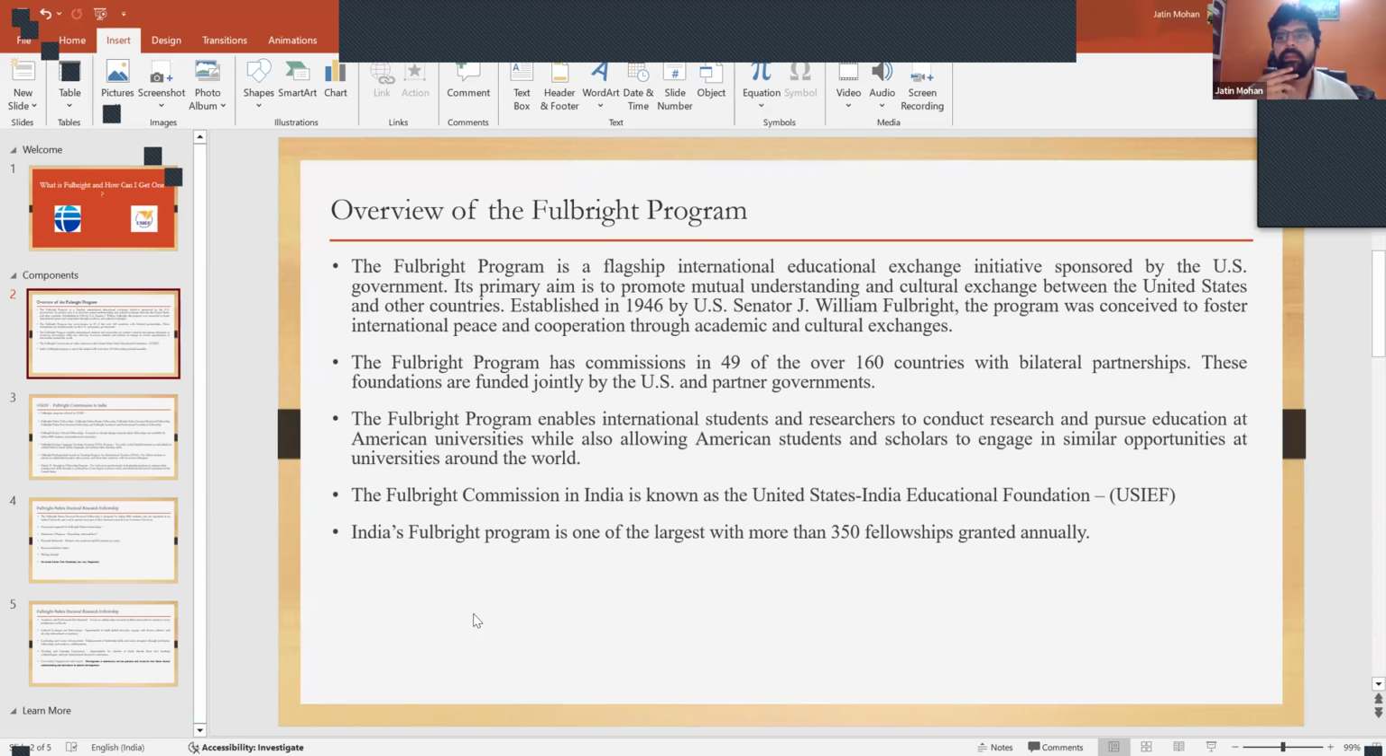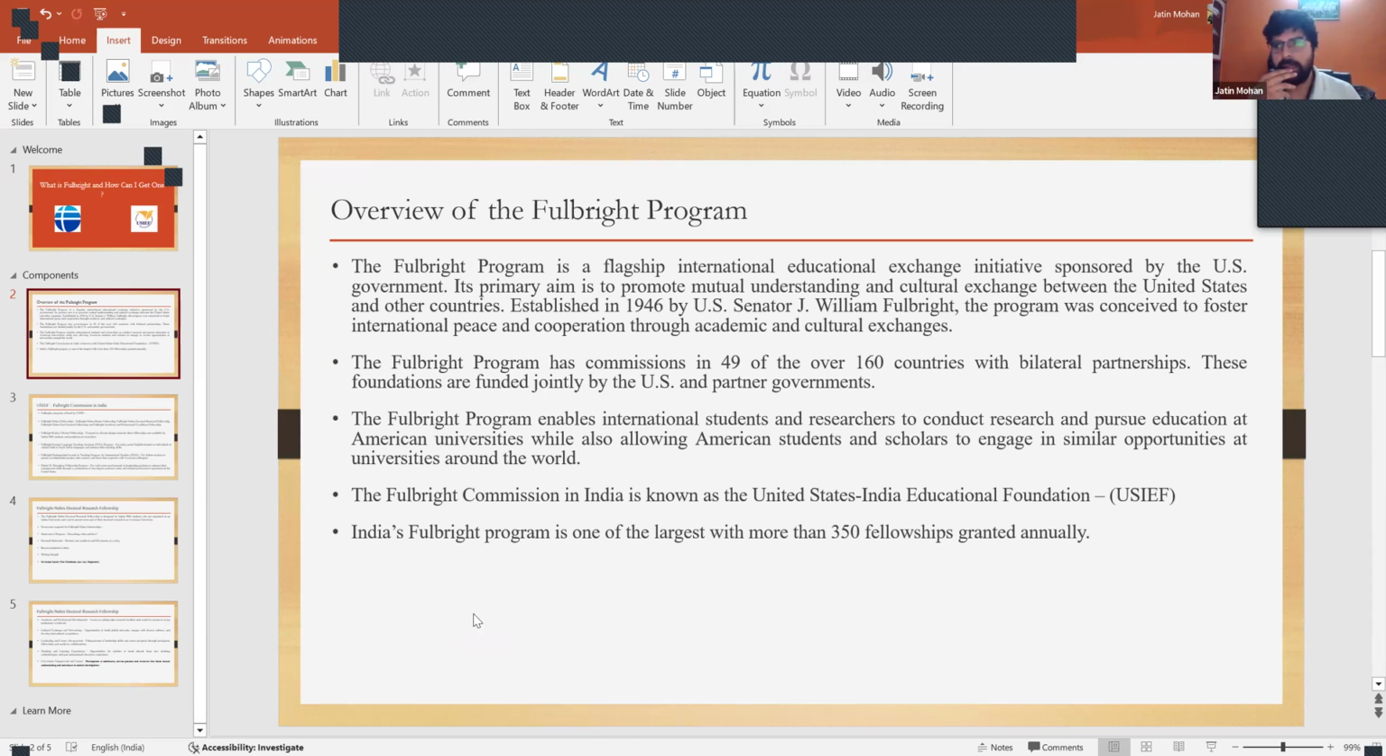Fulbright is an American flagship program which was started around 1946 by a senator called Senator J. William Fulbright. What it does is allow American researchers and scholars to pursue research and education at any university of their choice around the world, and it does vice versa. Any scholar and researcher from any country can go to the US and pursue research and education in an American university. So it works both ways. It sends American students and researchers all around the world.